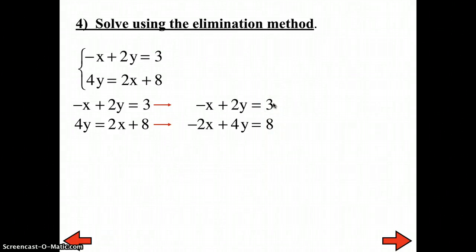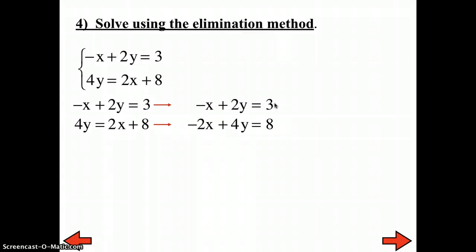Now let me look at my second option. If I am trying to eliminate my y's, I'm going to notice that I have a positive 2 and a positive 4, which means I'm going to have to change one of the signs. Here, then I'm going to look to see what is my lowest common multiple. I have a 2 and a 4. So my lowest common multiple is 4, which means I'm going to have to multiply this entire equation by 2.